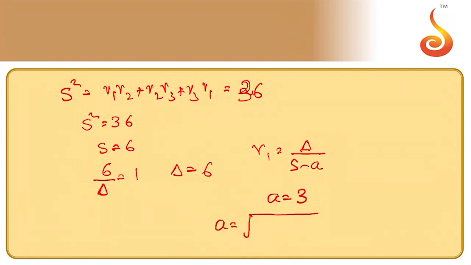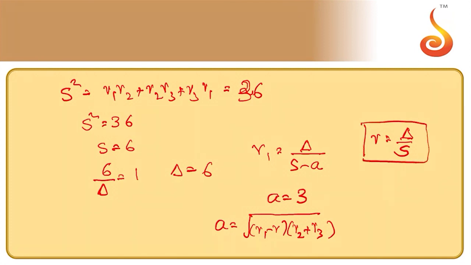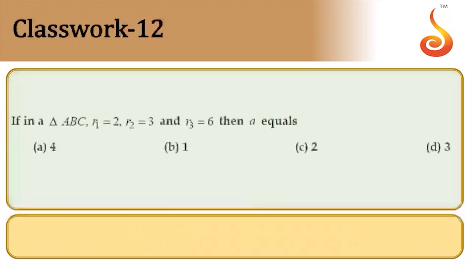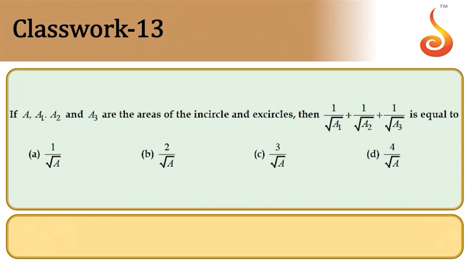Another formula is also there, A equal to under root of R1 minus R into R2 plus R3, R2 plus R3. Small r is equal to delta by S. So this is also a very important formula. A equal to under root of R1 minus R into R2 plus R3. So option D is correct. A equal to 3, you will get it.